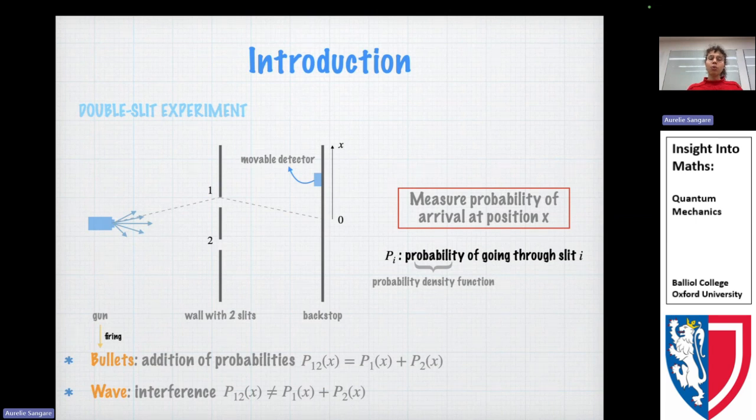Now, if you perform your experiment with waves, so essentially you imagine that your gun is now pushing a wave towards your wall with the two slits, then what you observe is interference. So you don't observe addition of probabilities, but interference. So P12 of x is different from P1 of x plus P2 of x, and this means that the intersection, namely that the wave went through both slits at the same time, is not 0. And if you try to visualize this, it is indeed not impossible that your wave goes through both slits at the same time.